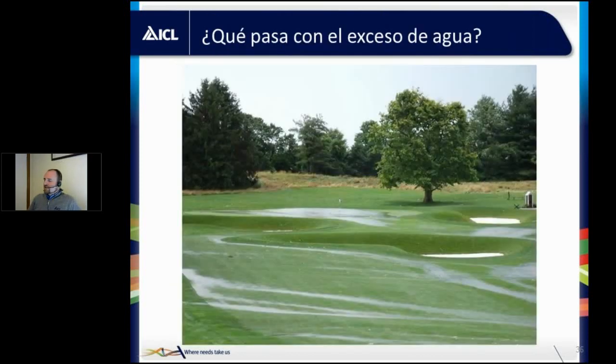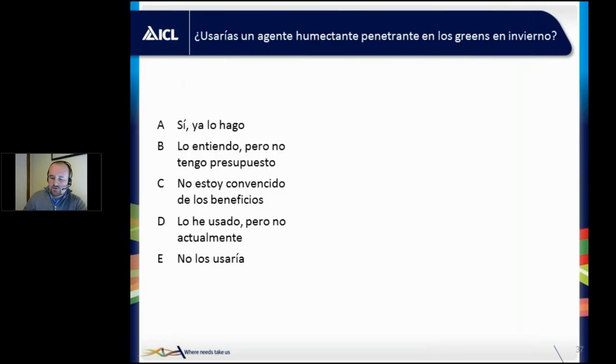So let's move on. The second category of wetting agents were these penetrant wetting agents, essentially answering the question, what do we do if we have excess moisture? So again, we asked the group of greenkeepers we spoke to earlier, do you use a penetrant wetting agent on your golf greens over winter?